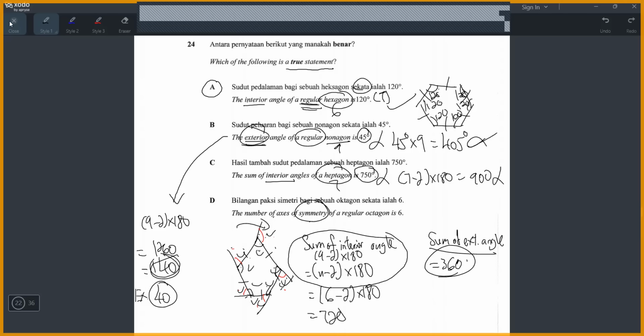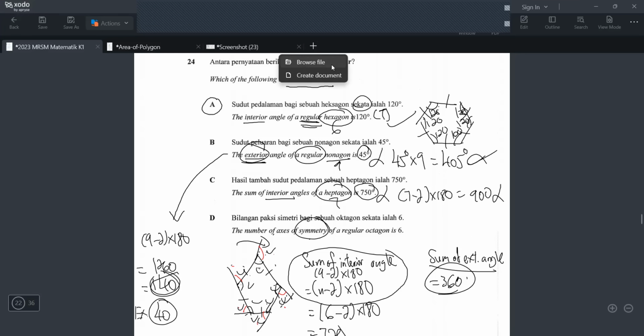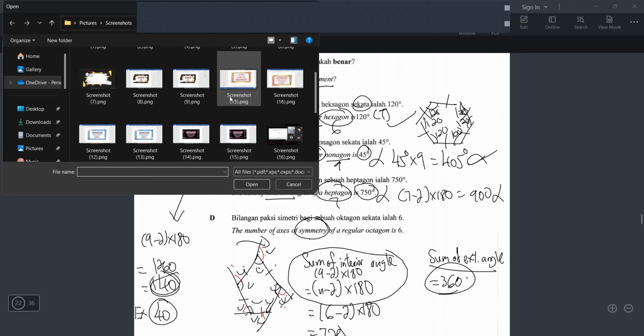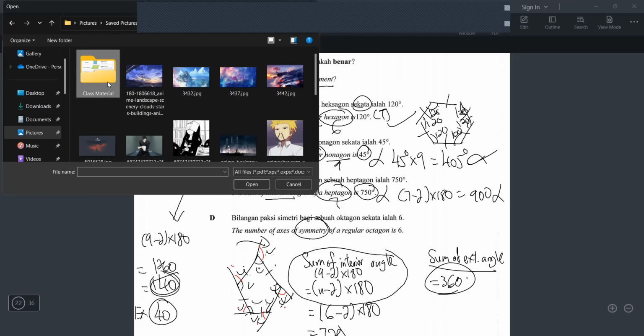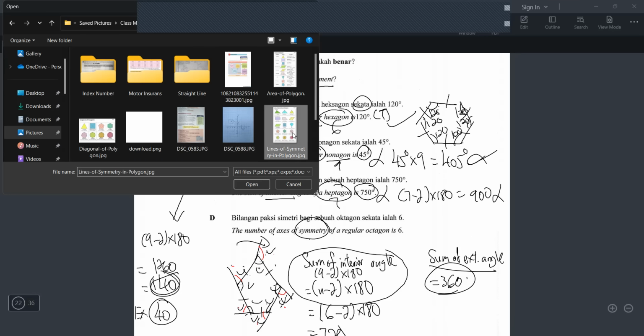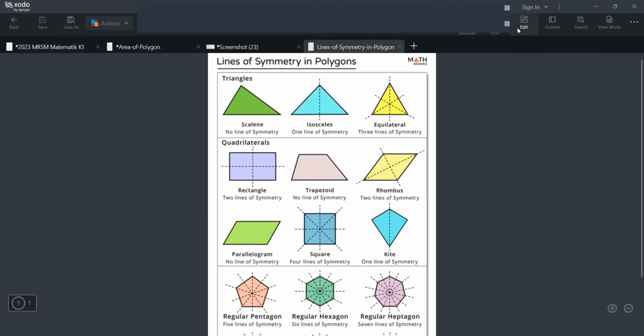Okay, this one is number of diagonal. I don't want that. I want number of symmetry. Symmetry. I think this one. Yeah. Okay, let me just open it quickly. Lines of symmetry. Let me open it. Okay, let me find it. Okay, pictures. Okay, yeah, this is the one. Can you see it? Yeah, this is the one.